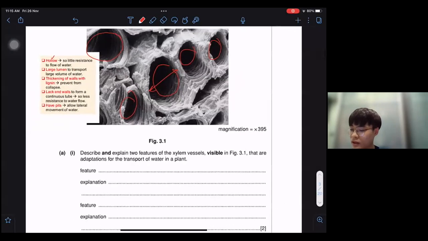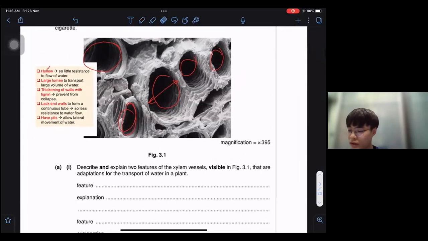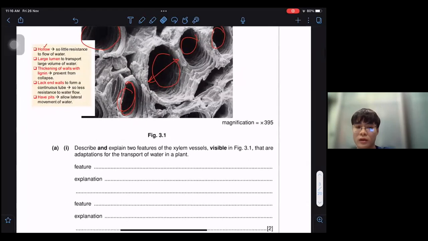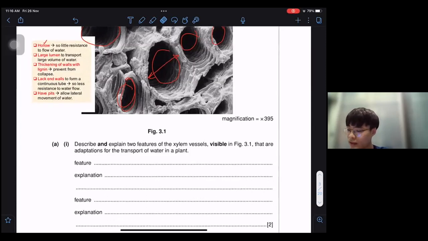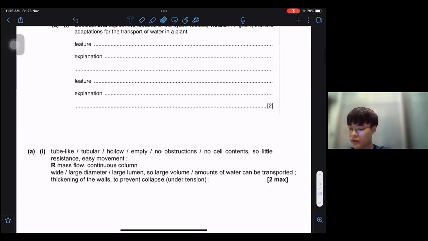This is something that we cannot see, because we don't know whether this has lignin or not. So we cannot use these points for this question. And lack of end walls to form a continuous tube is also an option that we cannot choose, because we can't see whether there are any end walls behind, so it is not visible from this diagram. And pits, you also can't see any pits in this diagram, so you cannot use this point as well. So here is the mark scheme.